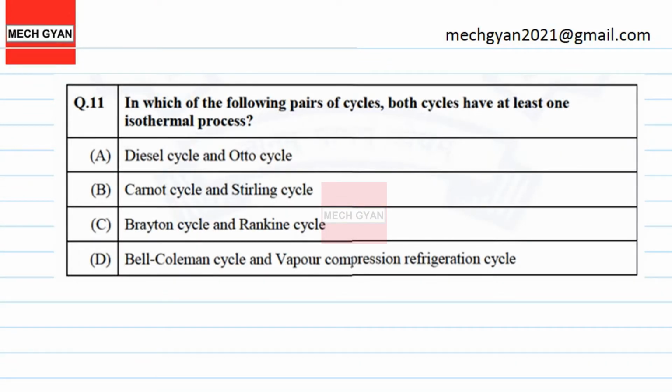So in which of the following processes do both cycles have at least one isothermal process? Is it Diesel, Otto, or Carnot, Stirling, Brayton, Rankine, Bell-Coleman, vapor compression refrigeration cycle, etc.? So let us analyze each of these options.